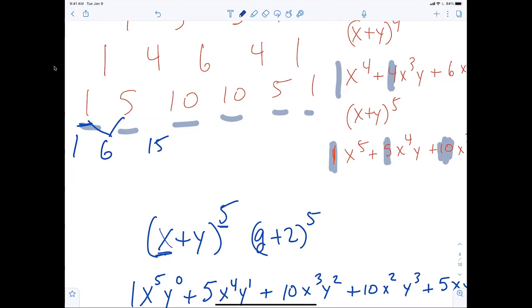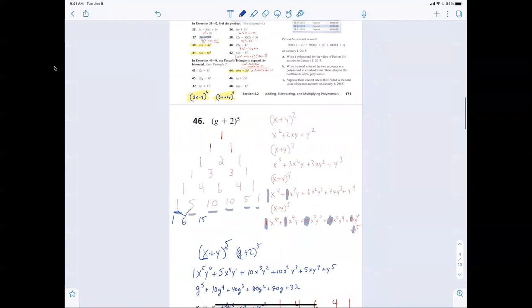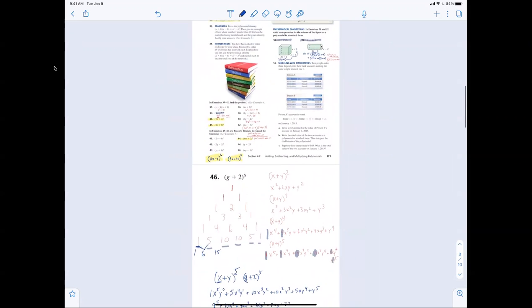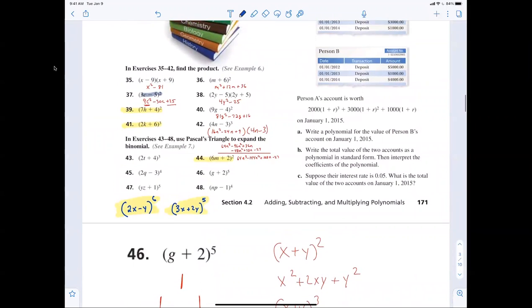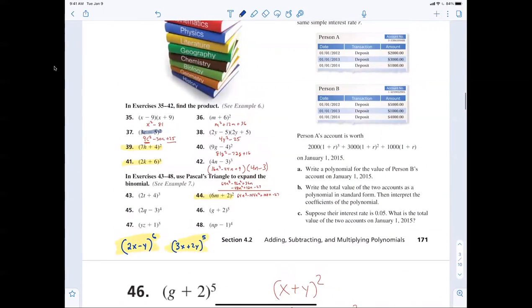Before I close down, for some of my lost souls from yesterday, did you hear exactly what I said and what numbers I wanted you to do? Not much. But you'll have fun with 2x minus y to the 6th and 3x plus 2y to the 5th. Enjoy those.